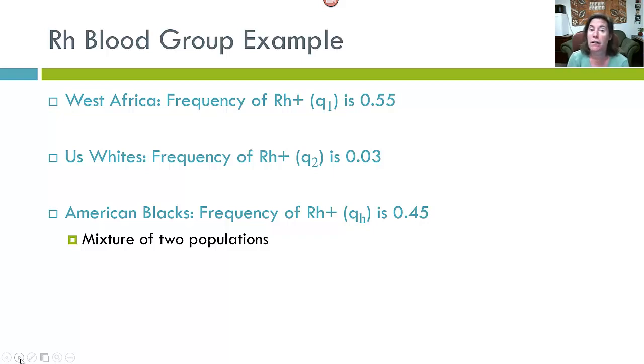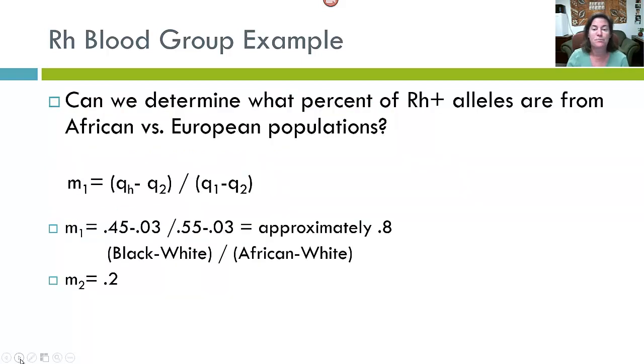Now let's look at American blacks. What's the frequency of Rh positive for them? They are going to be considered the hybrid population because they're a mixture of West African ancestry and admixture, or interbreeding, with the U.S. white population. The frequency of the Rh positive allele, the proportion of the recessive allele in the hybrid population, Q of H, is 0.45, or 45% of them have Rh positive. So we're going to say it's a mixture of the two populations.